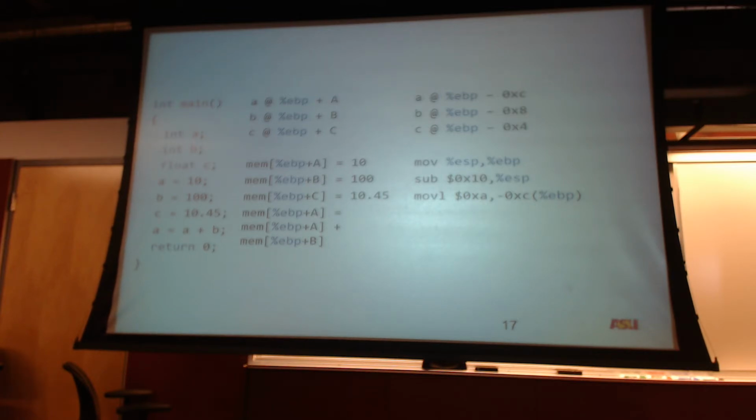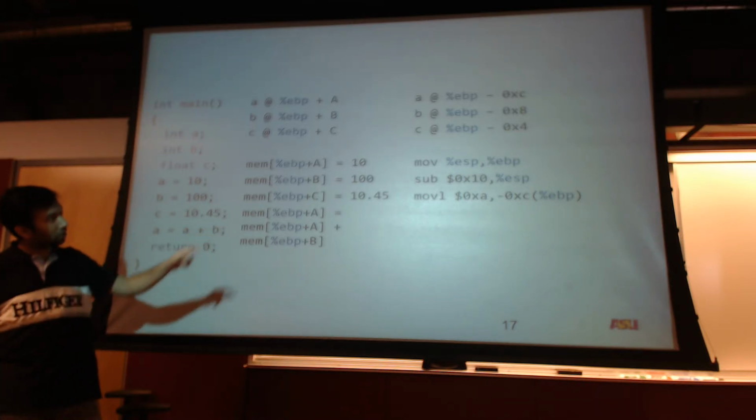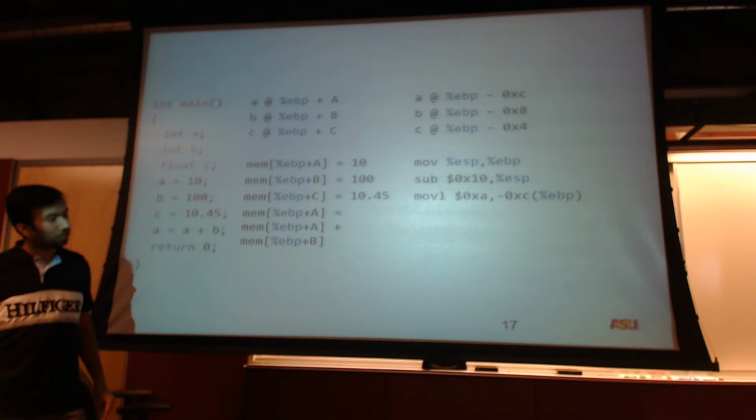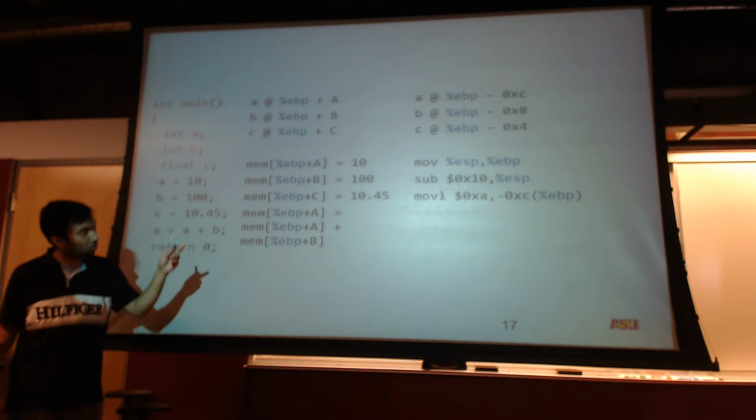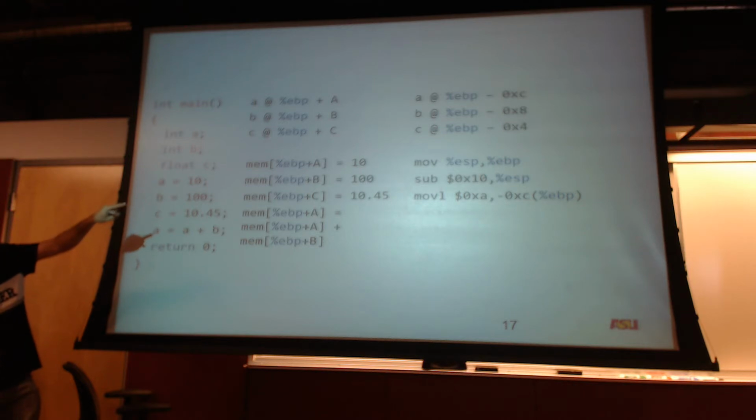No, we subtracted 16, so we subtracted 3 times. If it's 16, we subtracted 4 times. Okay, yes, we subtracted 4 times. So we subtracted 4 times, and then we move the value A to EBP minus C. So that is the assembly code for just putting the value 10 into the memory location A.